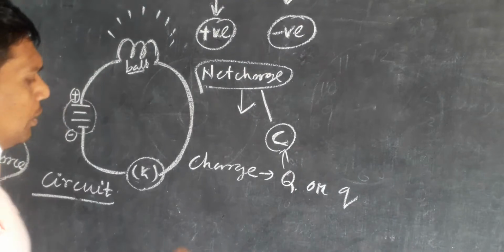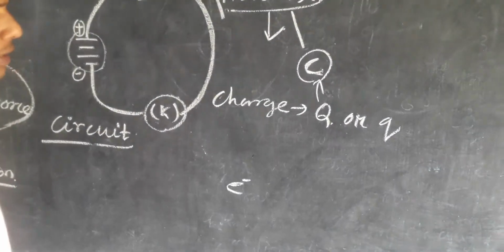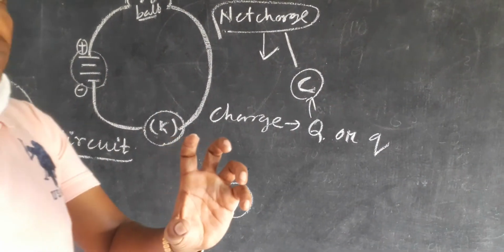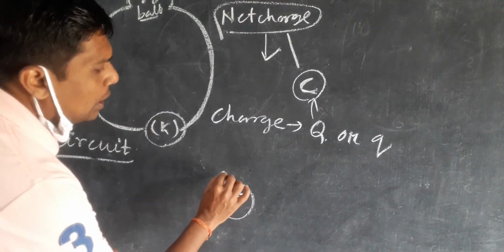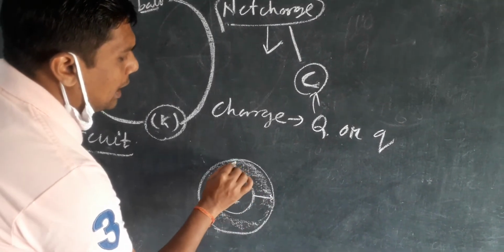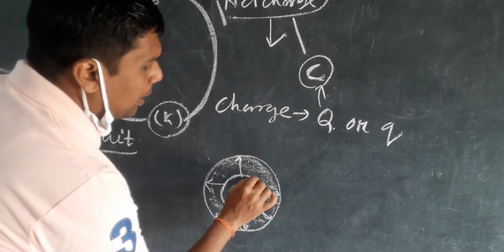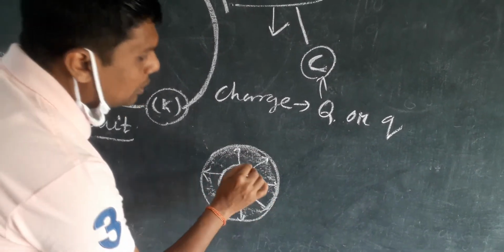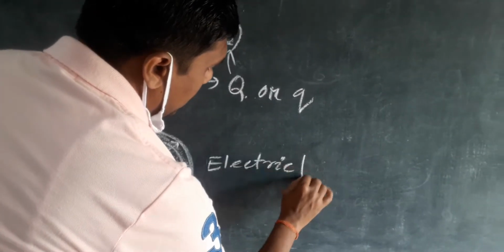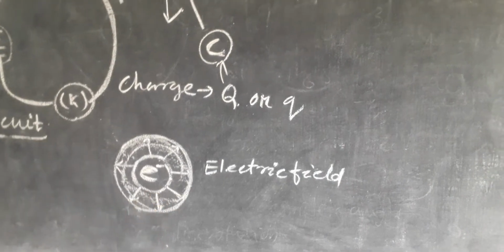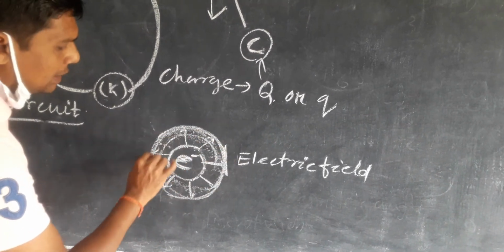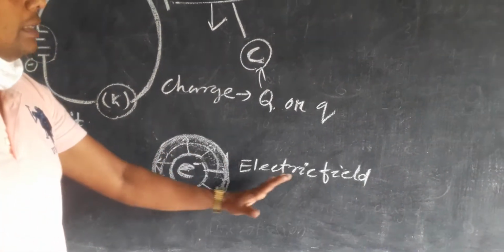Suppose this is one negative charge. When we keep this charged particle, it affects a small area bounded by it. Up to this area, the electric charge is affected. Therefore, this small area which is affected by the charge is known as the electric field.